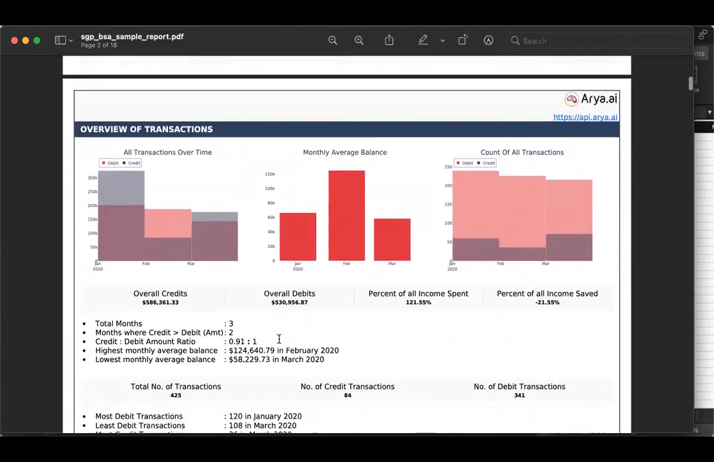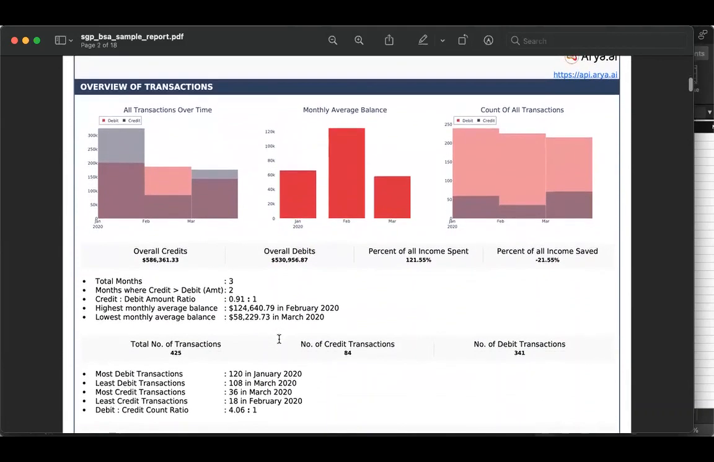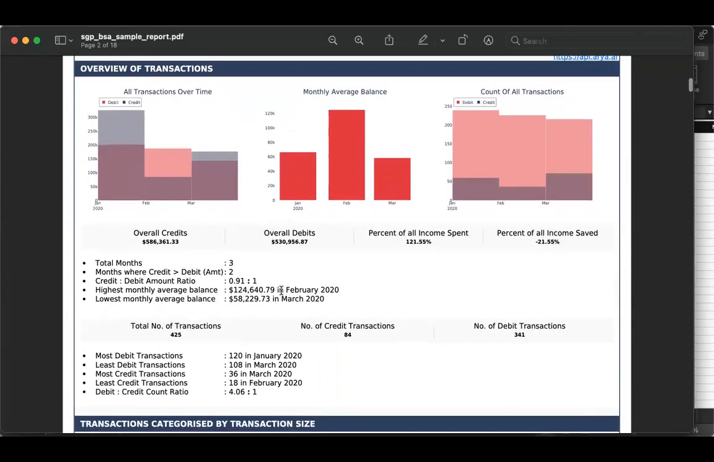Next, we have the overview of the transactions. Here we have the monthly average balance and the debit and credit transactions over time, showing on a month-on-month basis what the debit and credit transactions are and which one is higher for a particular month. Here again, we have the highest monthly average balance in Feb and the lowest in March.